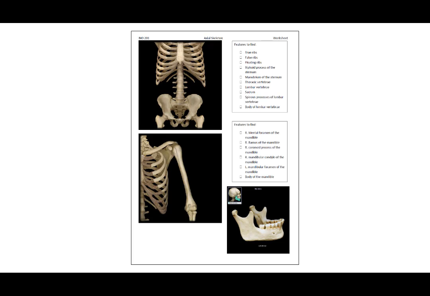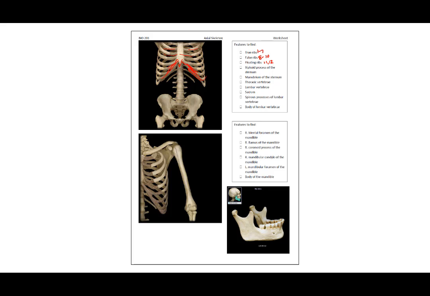For the ribs, the first 7 are true ribs. The next 3 are false ribs. And the last 2 are floating ribs. You can see the floating ribs here. The false ribs, we can see as they come around, they're all attached via hyaline cartilage up to the sternum. The true ribs are the ones that are directly attached to the sternum.